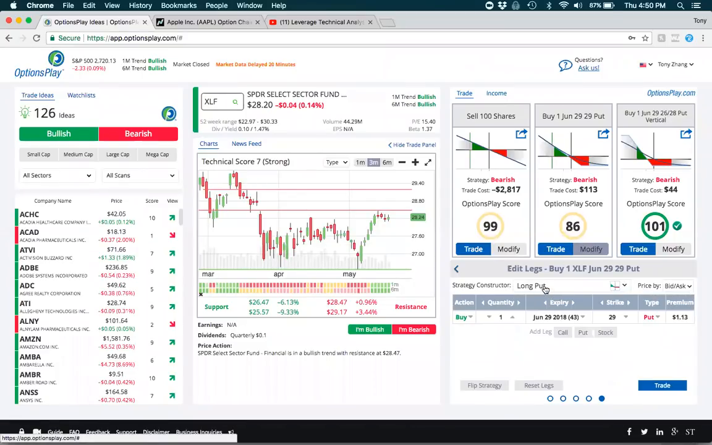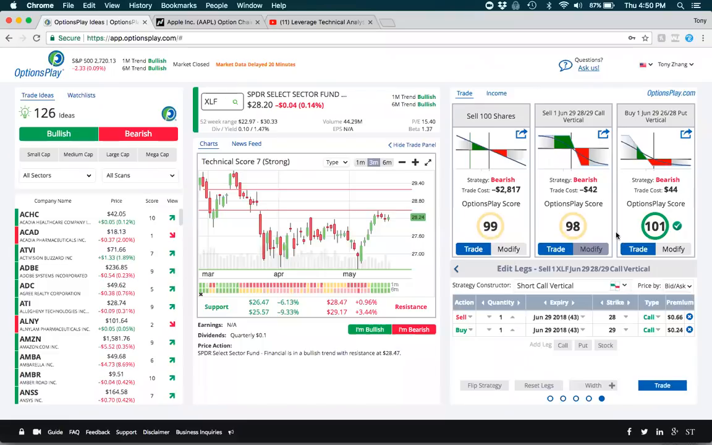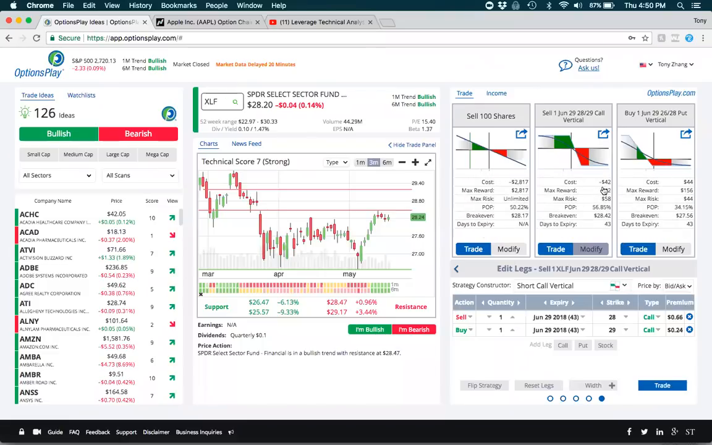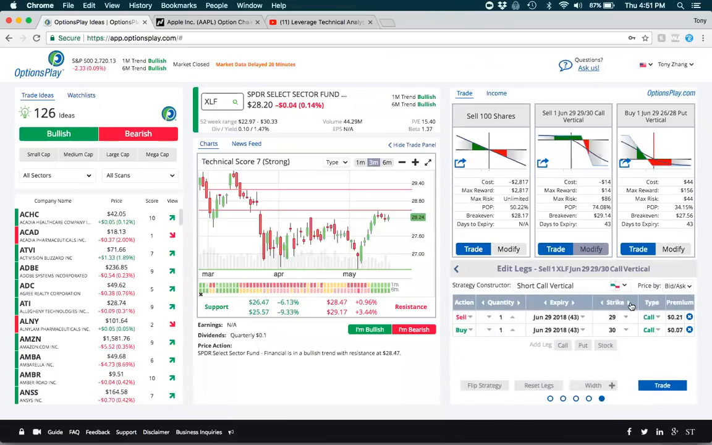And again, for those of you that are brand new to this platform, you can use our strategy constructor to construct a credit spread. So I can sell a credit spread here. You can see I can collect $42, so if the stock stays exactly where it is, I still collect some money on this particular trade. You can change these strike prices if you want. There's not a lot of choices here because they're dollar strikes as opposed to 50-cent strikes.